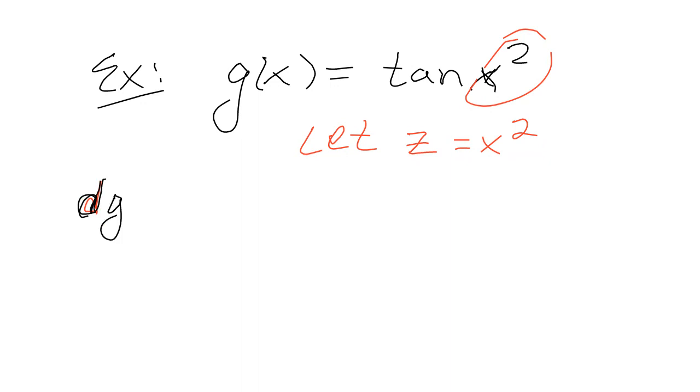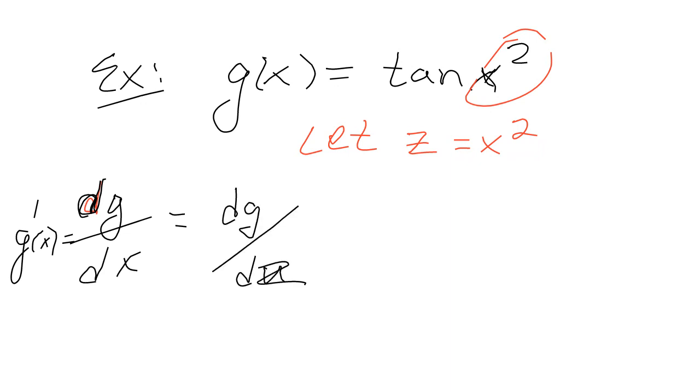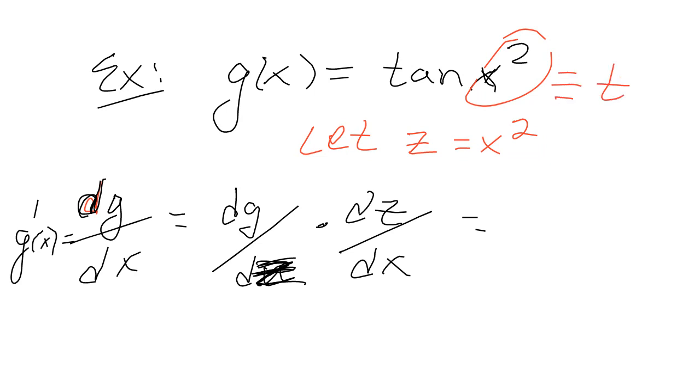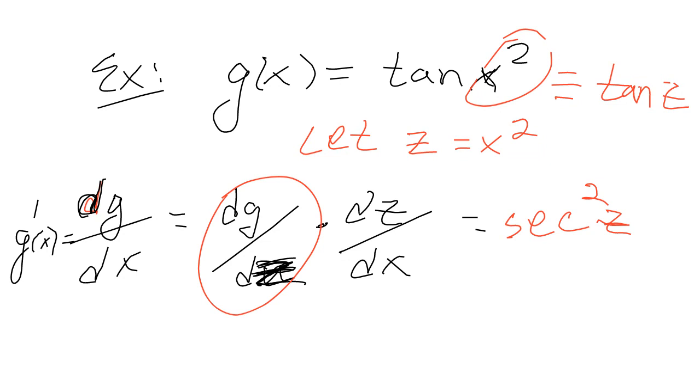The derivative of g with respect to x, that's what g prime is, right? G prime at x is the derivative of g with respect to x, but I could write that as the derivative of g with respect to u, not u, z. I called it a z. Derivative of g with respect to z times derivative of z with respect to x, right? So g is tangent of z, right? Well, the derivative of tangent of z is secant squared of z. Do you agree? So the derivative of g with respect to z is secant squared z.